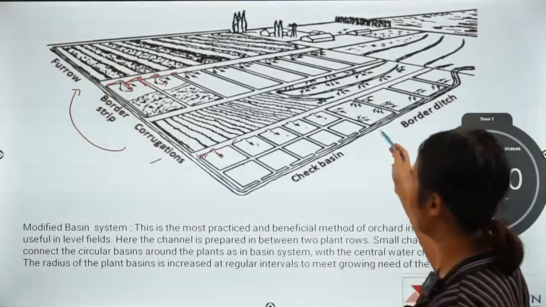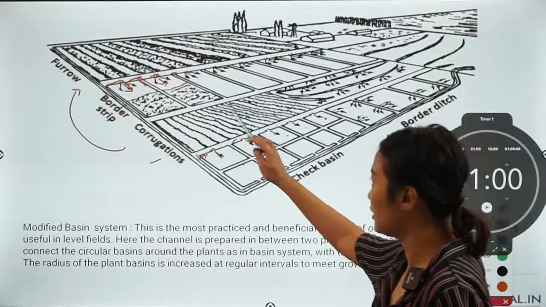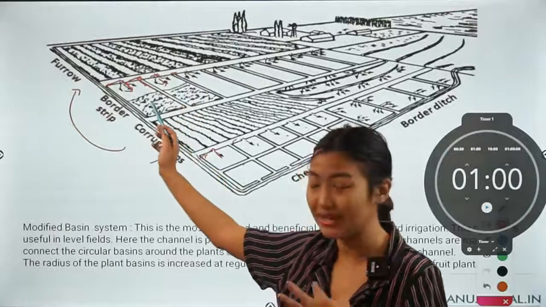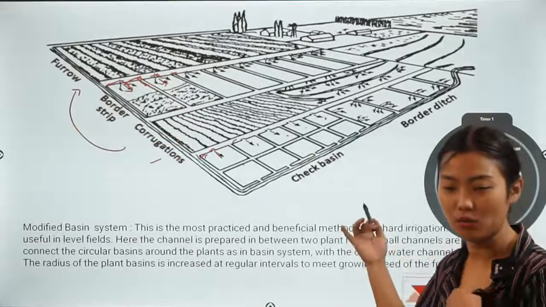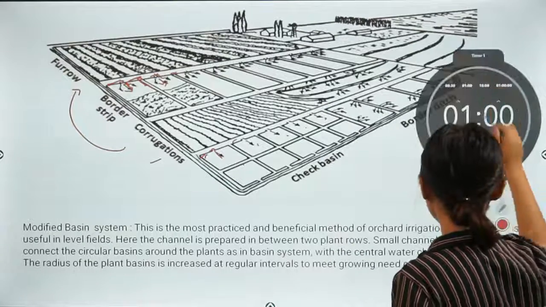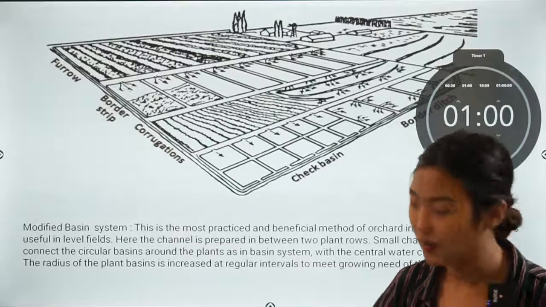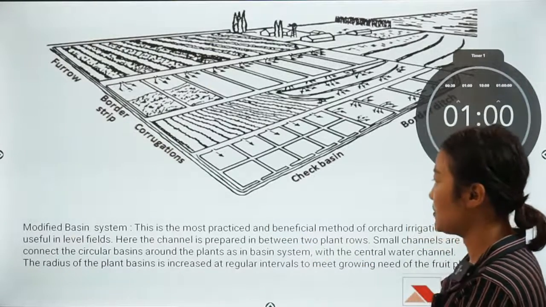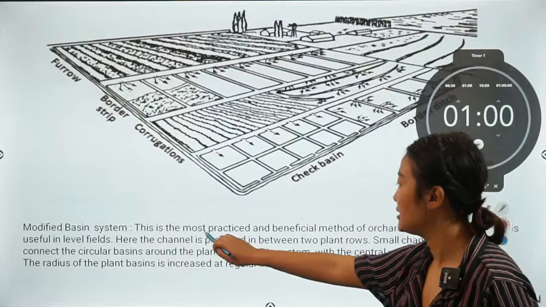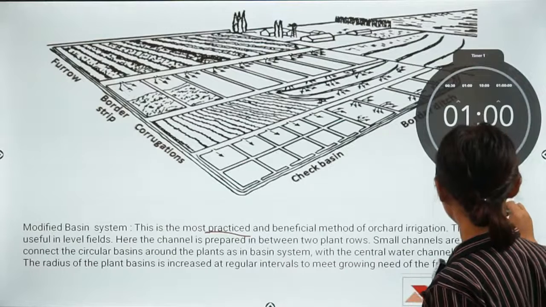And border ditch is more like a border strip, but in a border strip the inlet is mostly one, whereas in a border ditch the difference is that there are more inlets. Okay, so these are the main differences between these types of irrigation systems, right? So let's understand what this modified basin system is. This modified basin is the most practiced and beneficial method for orchards.